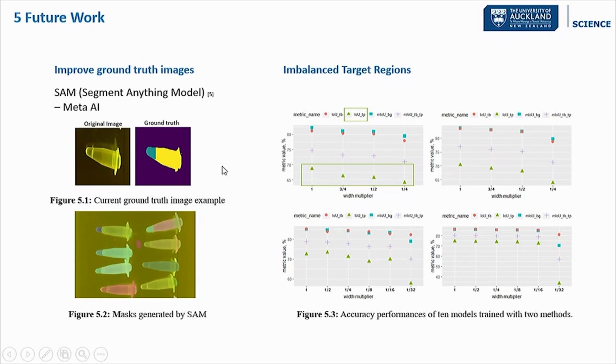The other aspect is that, compared to the tip region in the image, all of the models suffer a loss in accuracy when it comes to the tip region, which is smaller in the image. So if methods can be taken to address the problem of imbalanced target regions, maybe we can also improve the accuracy.